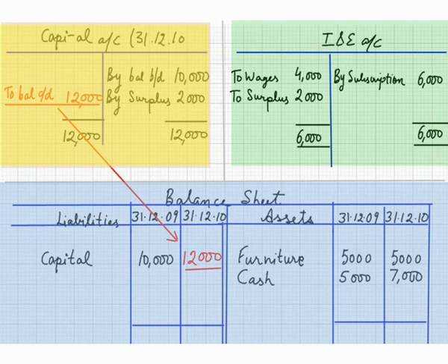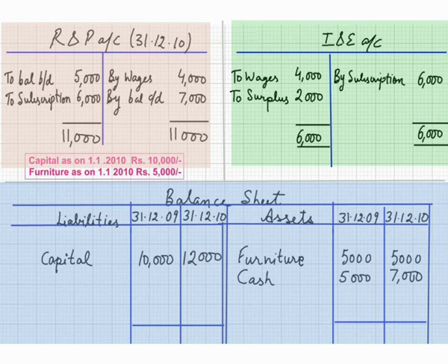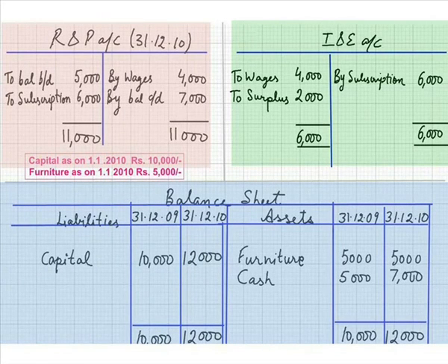Now make the totals please. Opening 10,000, 10,000 and closing 12,000, 12,000. Balance sheet is balanced. It means question is all right. So this will be the way to solve the question.